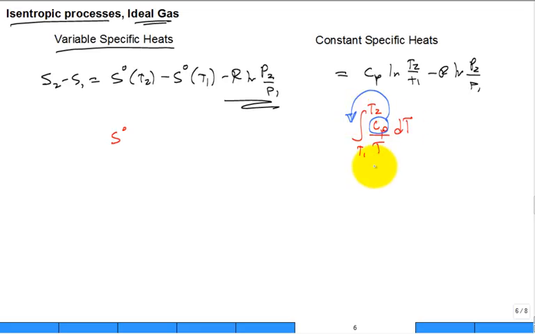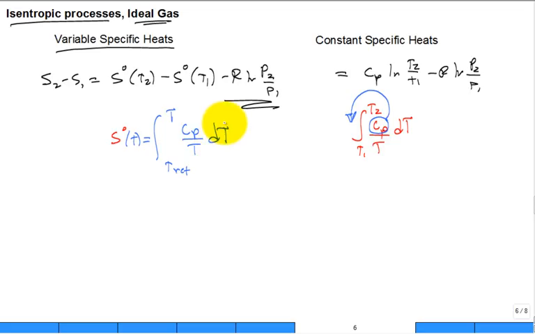True? But if C sub P wasn't constant, basically the S naught was the integral from some reference temperature up to the temperature of interest. I need to put it like this. Of C sub P as a function of temperature divided by temperature dt. That's what it is.